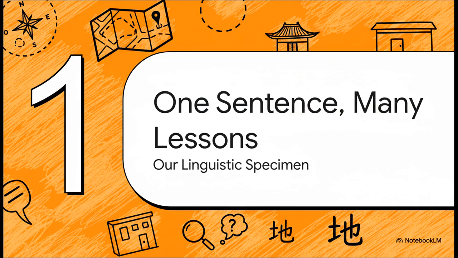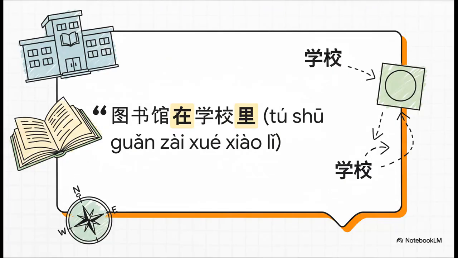All right, let's begin. In this first section, we're going to introduce the single sentence that will be, let's call it, our linguistic specimen for today's analysis. Seriously, think of this one sentence as the key that's going to unlock the entire system of how you describe locations in Mandarin. And here it is.